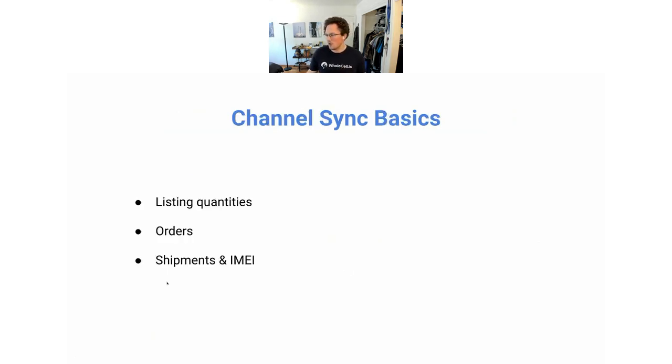So moving right along, the very basic idea of how Wholesale syncs with these channels is there are three components. Wholesale is syncing the listing quantities of your inventory. So your listings on, say, Backmarket, for example, it's keeping those listings updated with the current quantity of inventory that you have. And that's really important because if you sell on some other marketplace, then you want to update Backmarket so you don't oversell there. So Wholesale is constantly talking to your channels to keep your listing quantities updated.